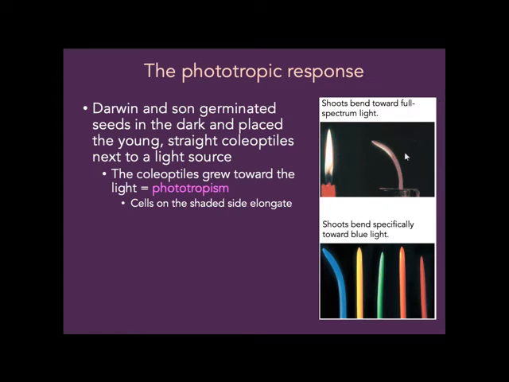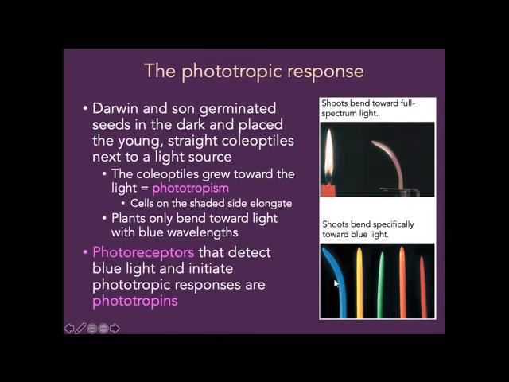We know now that this happens because the cells that are on the shaded side elongate, but Darwin and his son did not yet know that. They also found that plants only bend towards light with blue wavelengths. So they tried lots of different colors of light: blue light, yellow light, green light, orange light, and red light, but the plant only bent in response to the blue wavelength light. So there are photoreceptors that detect the blue light and initiate this phototropic response to cause the plant to bend. And those photoreceptors are called phototropins.